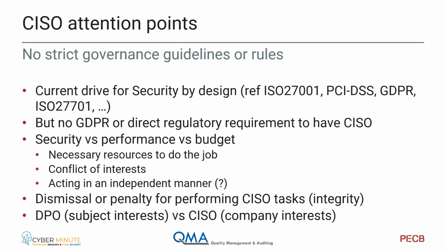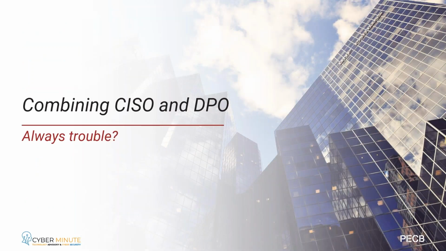Again, also one important thing, in most cases the CISO is actually acting on behalf of the company, and the DPO is not, so he's acting on behalf of the data subject in this case, and this is a different position. That's exactly where the conflict zone comes in from the DPO and the CISO setup.